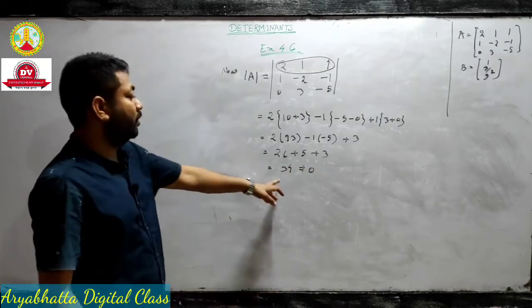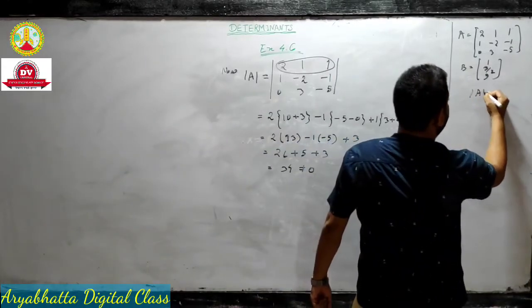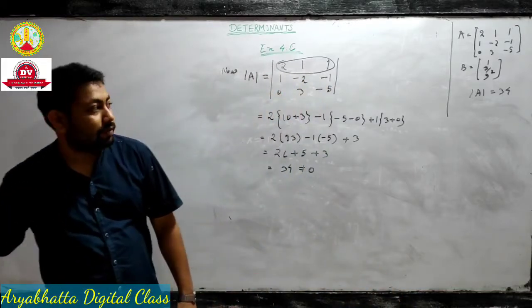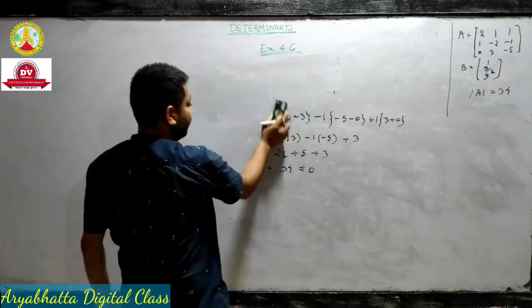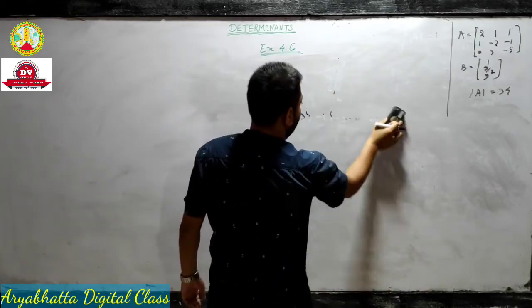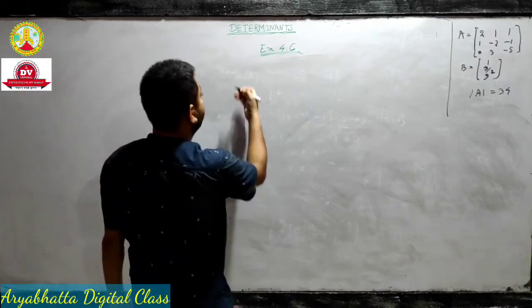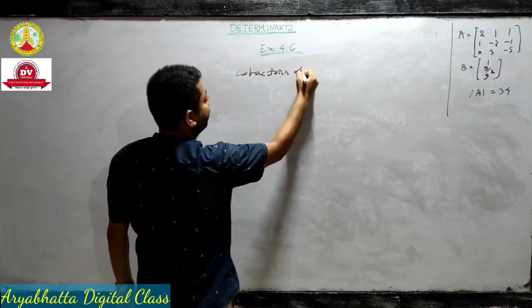Here determinant of A is equal to 34, which is not equal to 0. Next, we will find adjoint of A. For adjoint of A, first we will find the cofactors of the given matrix. Now, cofactors of A.